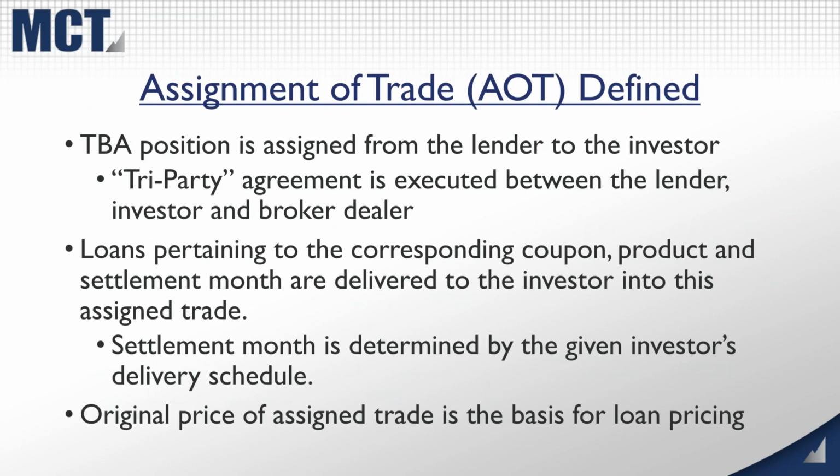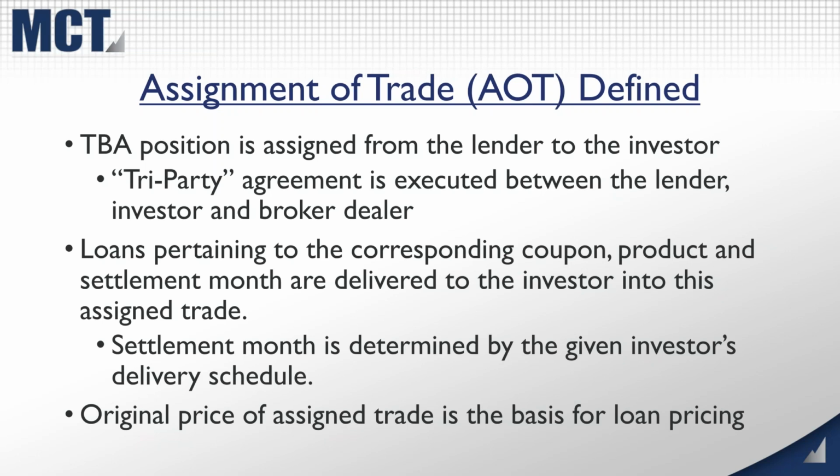So again, this is going to be basics, just to talk about the definition of an AOT here. The TBA position is assigned from the lender to the investor. Tri-party is executed, so the 3 parties involved are the lender, which is the assignor, the investor, which is the assignee, and the broker-dealer, which is the buyer. You'll hear the term assignor or seller; those are used interchangeably. And of course, we're talking about the TBA position. So if you're a lender, you are short that position. You are a seller in that position.